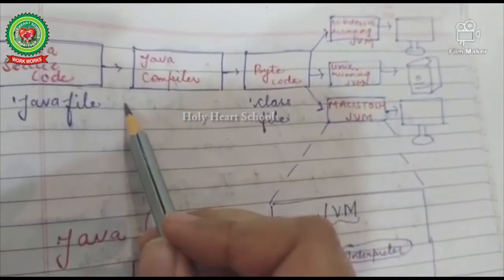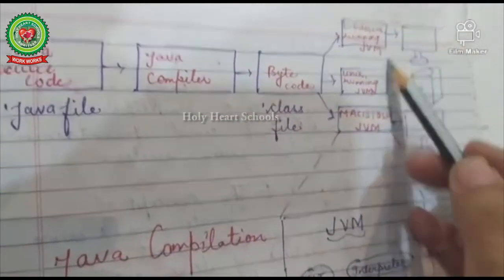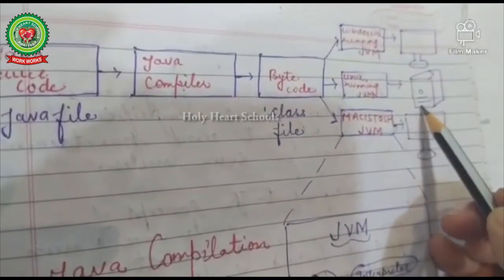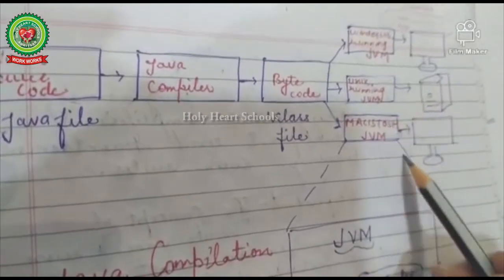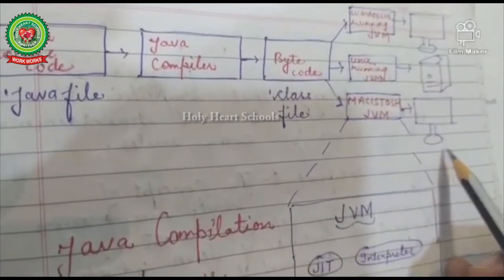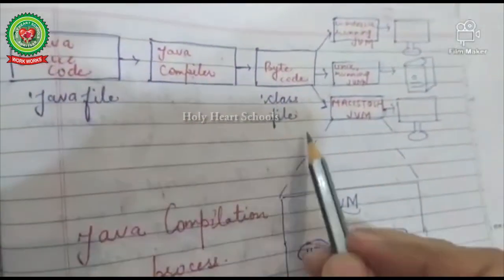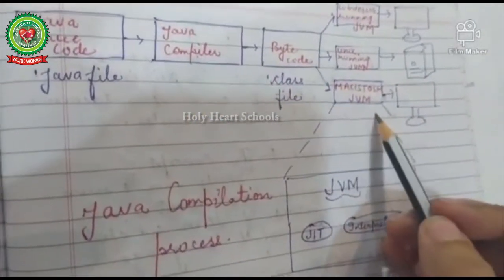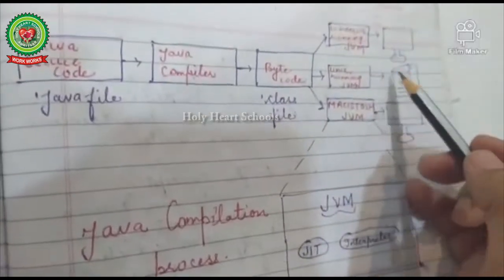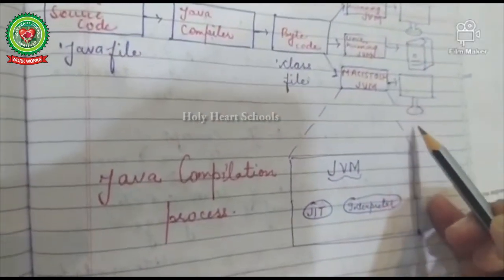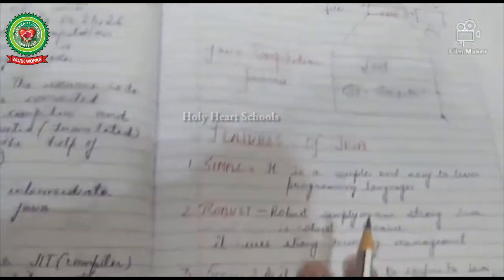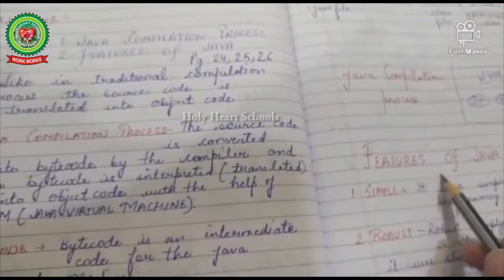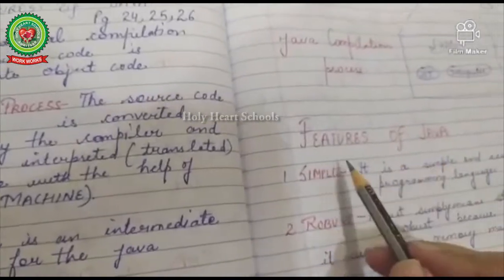Means in any language we can write the program and it will work on our mobiles also. Whatever the Windows we have, it will run on all the computers. So in the Java compilation process, we use a compiler and an interpreter, so that it will work on different platforms. Now, the next topic we are going to discuss is features of Java.